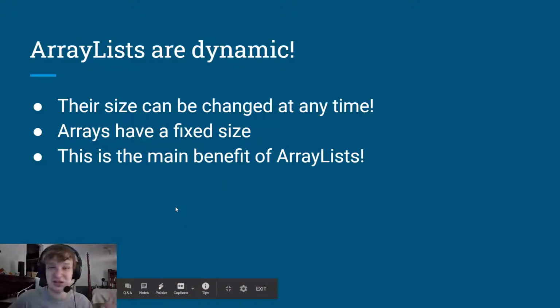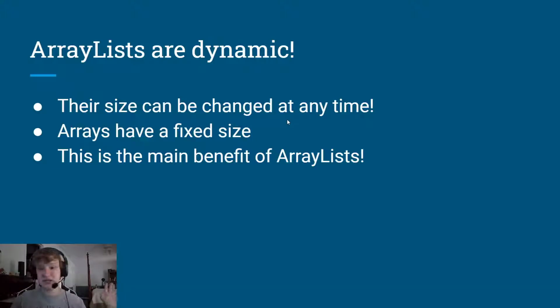So that's the main thing about array lists, is that they are dynamic. What do I mean by that? I mean that they're still a collection of things, just like an array, but their size can be changed at any time. If you want to make it bigger and add things to it, easy peasy. If you want to subtract things and remove things from that, that's very easy as well. That's going to be the main benefit of ArrayList over arrays, is that ArrayLists have a dynamic size that can change, but an array has a fixed size.